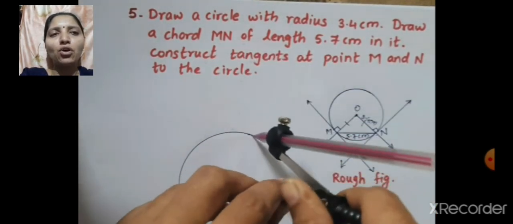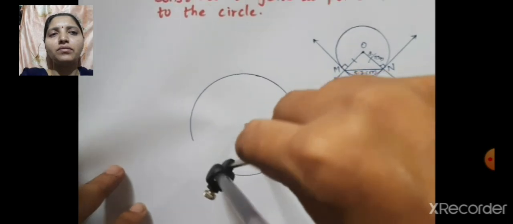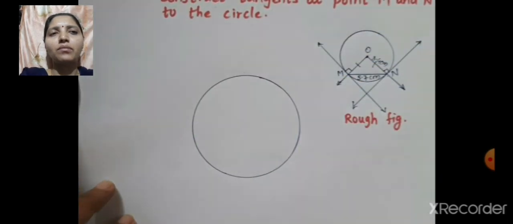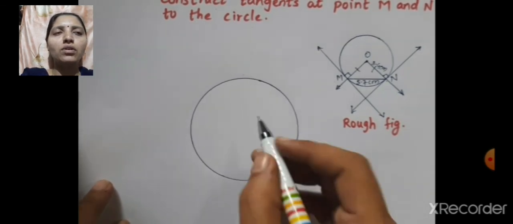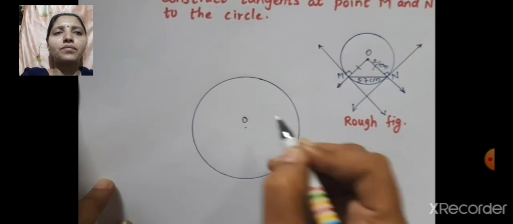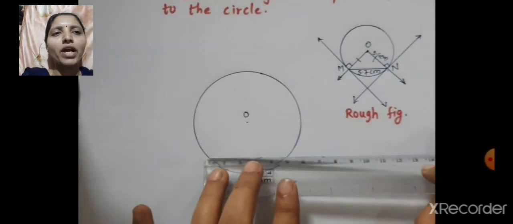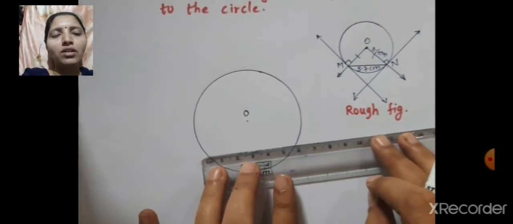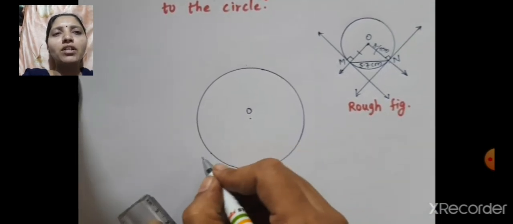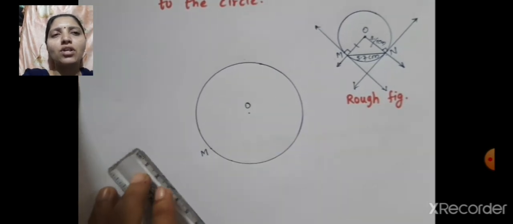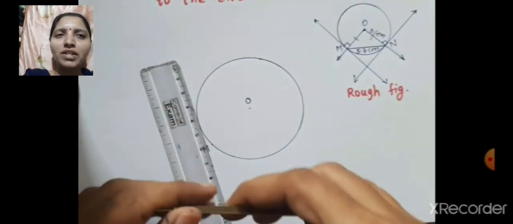So here I have drawn one circle. Mark the center of the circle as point O. Now you have to draw the chord MN. Anywhere in the circle you can draw a chord. You know that a chord is nothing but a segment joining two distinct points on the circle. So here I have taken point M. Now you have to draw a chord of 5.7 centimeter distance.